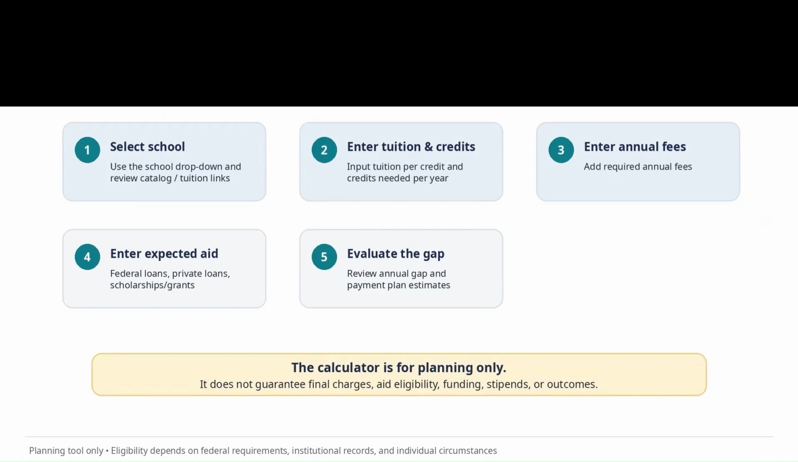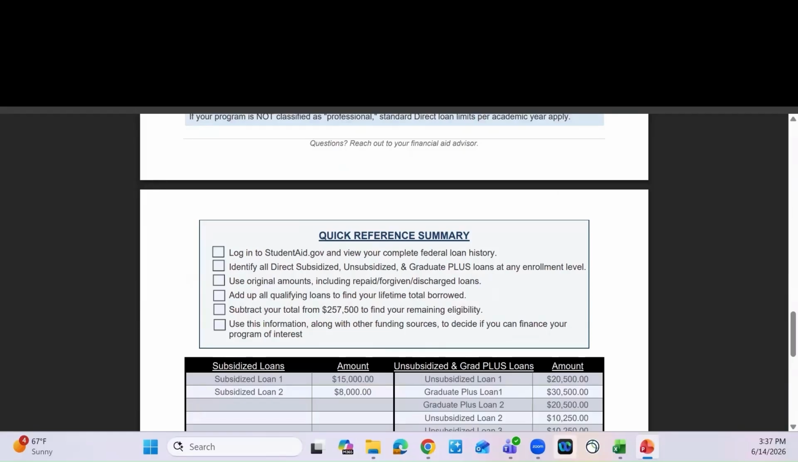This tool does not determine eligibility and does not replace a financial aid review. It is meant to help students prepare for a more informed conversation with financial aid. And this tool can also be found on your school's website in the Office of Financial Aid's webpage.